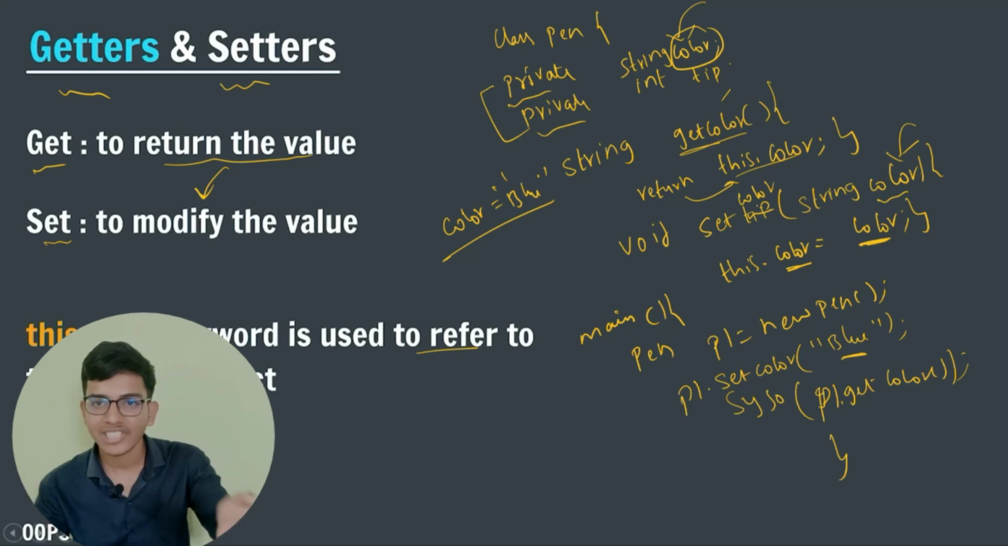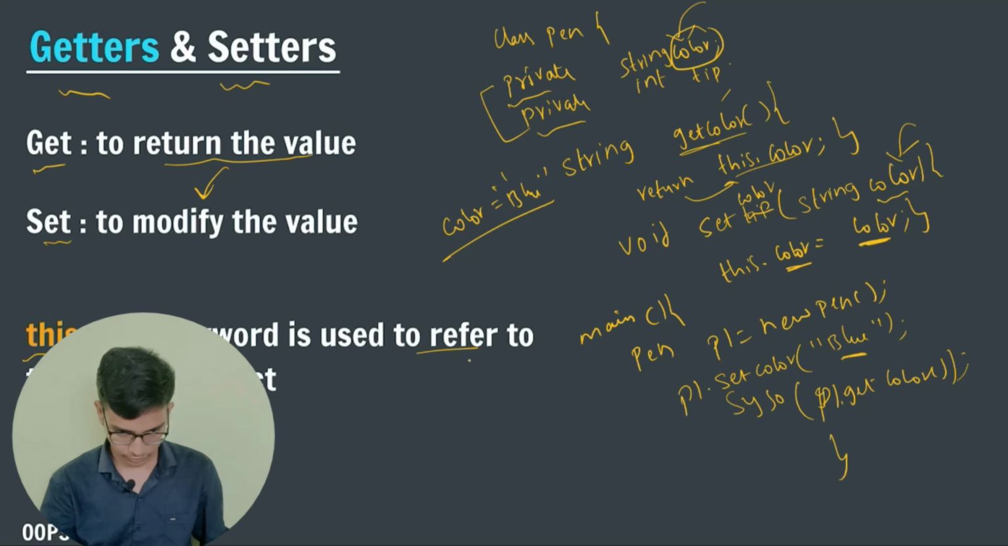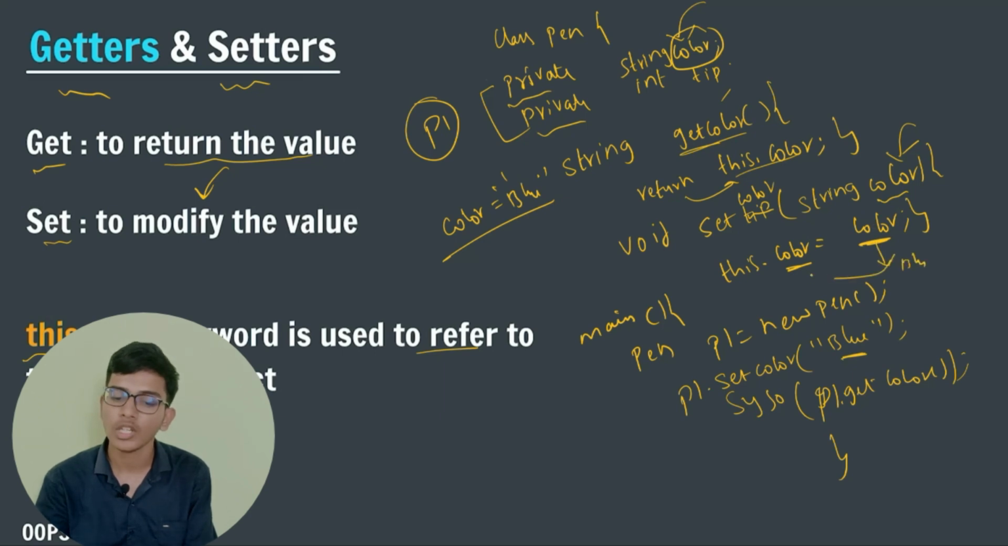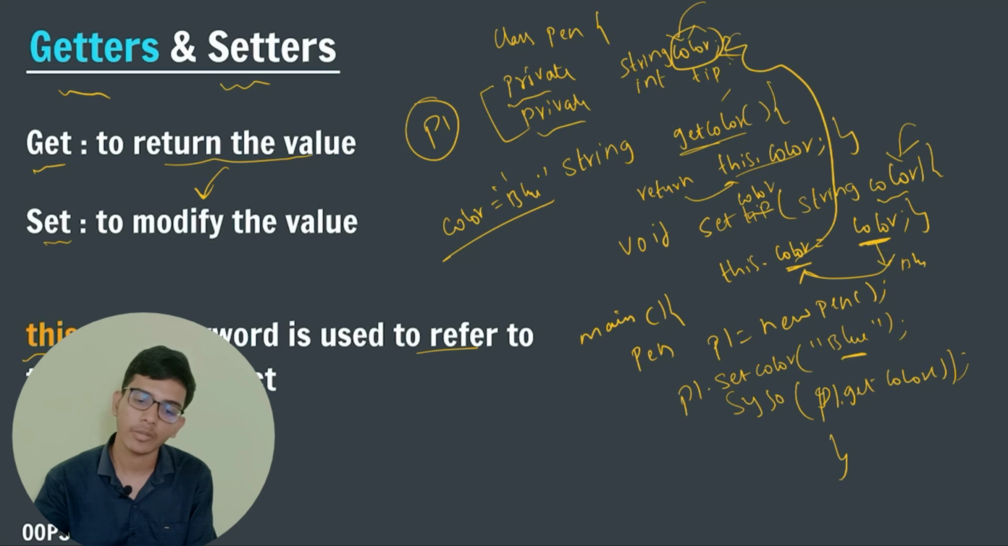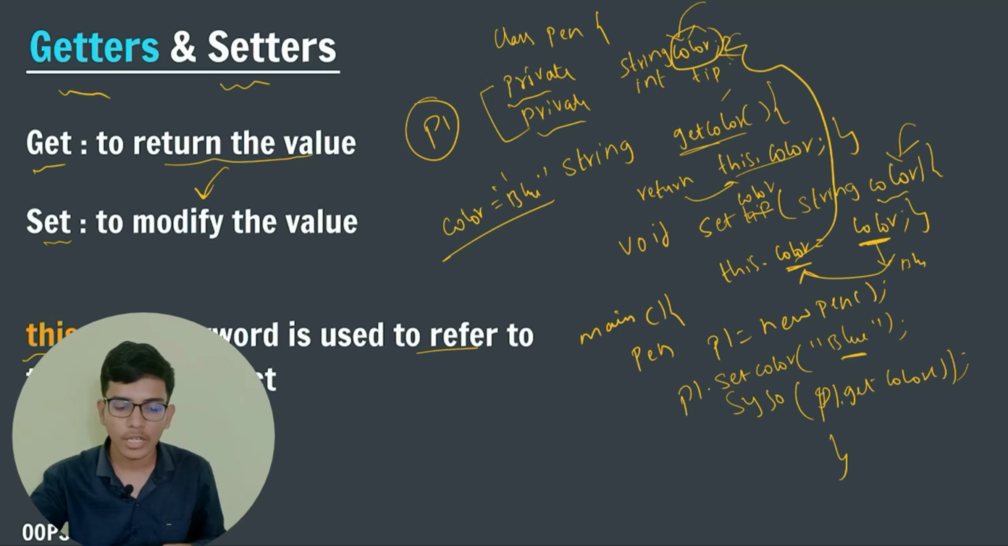So I can access my private variables by set and get keywords, and the this keyword is used to refer to the current object. Here we are referring to the p1 object. That's why this dot color is equal to the color value I am storing. Here the color is blue. So here I am storing the color value in this variable. So I hope you have understood the concept of set color and get color. Now let us code this.